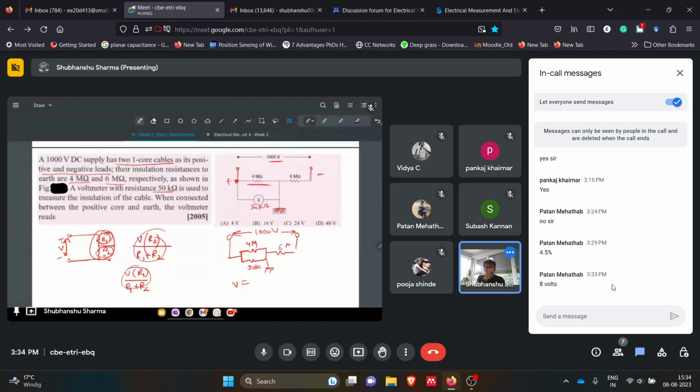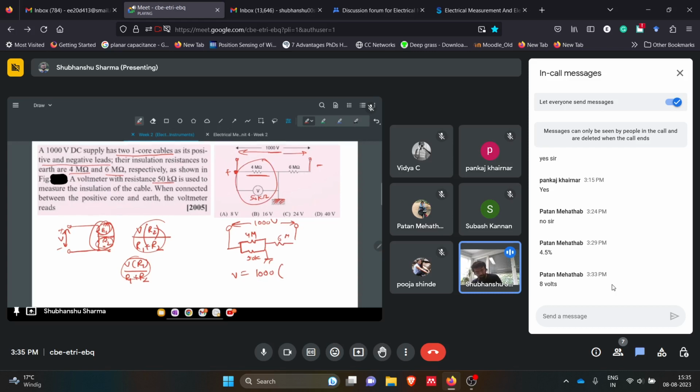So this is a nice way to remember this, so that you can apply it in many circuits. Similarly, you can apply it in this circuit. We have 1000 volts across the whole branch, and we need the voltage across this branch. That will be the equivalent resistance, 4 mega parallel to 50 kilo, divided by the total branch resistance, 4 mega parallel to 50k plus 6 mega. Fine, now you can solve this and get the answer. I think this was easy.